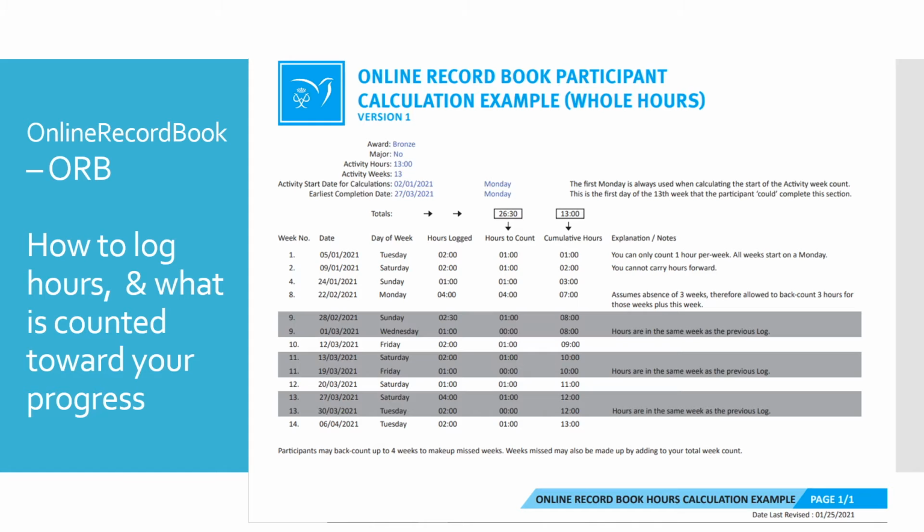The young person logged their activity on a Monday, and they logged 4 hours. The ORB will assume an absence of 3 weeks, therefore will allow you to backdate 3 hours for those weeks plus this week. Another example that is shown here is with the logs 9, 11, and 13.